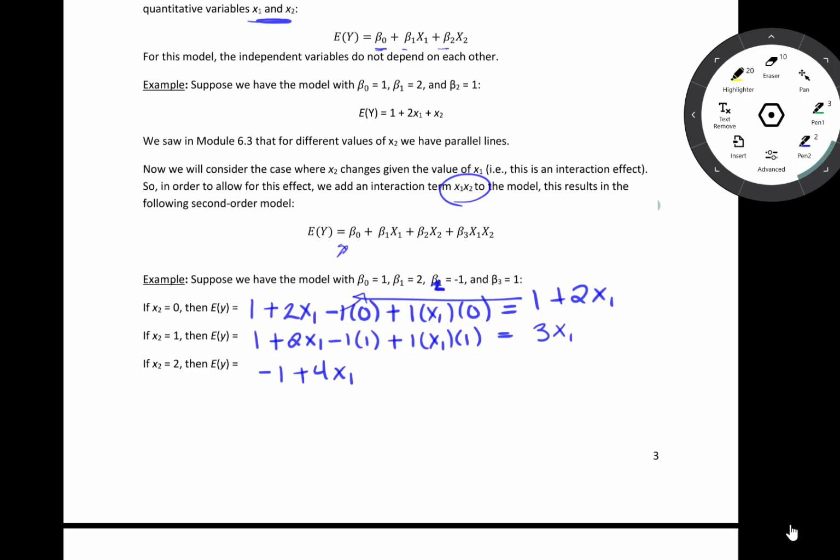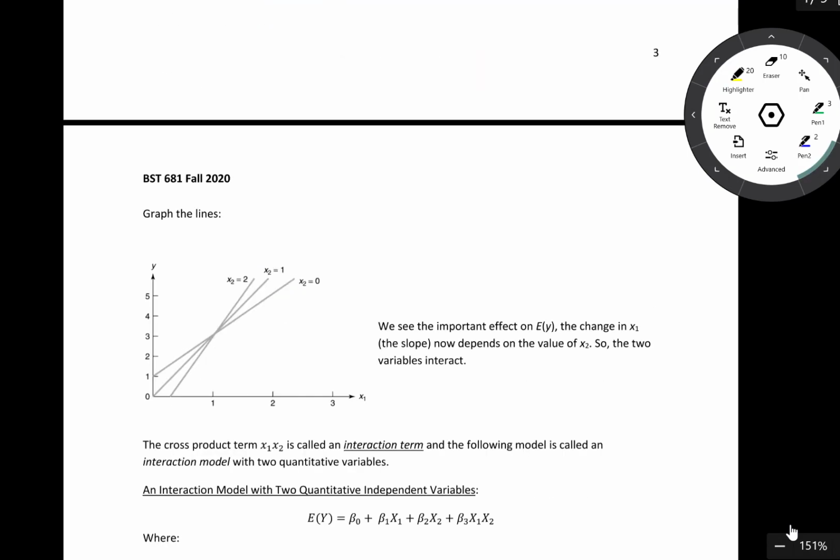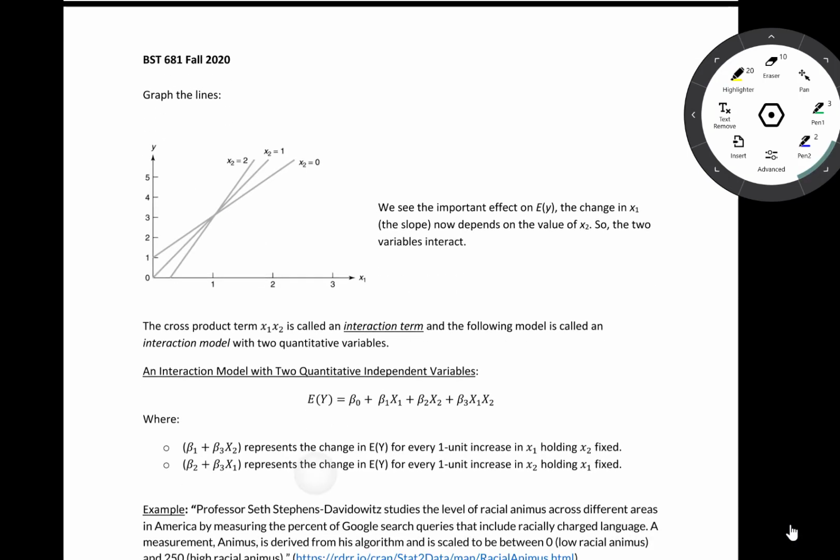So notice here, as we look at different values for x2, the slope on x1 is changing. So this is what we mean by an interaction term. So let's now look at what that plot looks like. So we see the important effect on the expected value of y. The change in x1, or the slope, now depends on the value of x2. So these two variables interact.